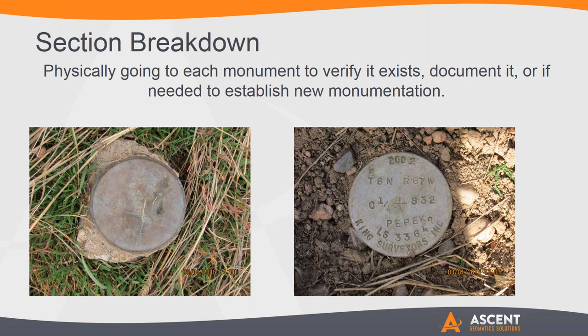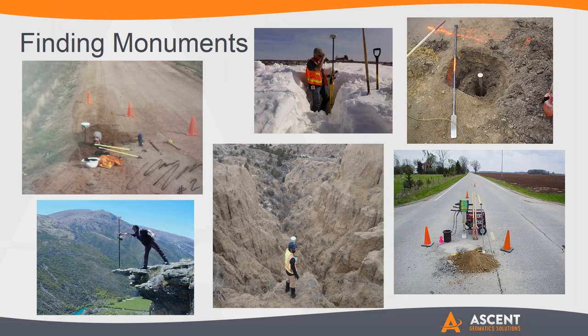Section breakdown is anything but easy and anything but a known certainty of what you're going to find out there, right? I mean, as we know, finding monuments can be a tricky task. You can see some of the images here of where you're going to have to try and find monuments. Tell me a little bit about this. What types of variation are you going to find? You could find one maybe 6 inches under the ground, and you could find one that's 6 feet, right?